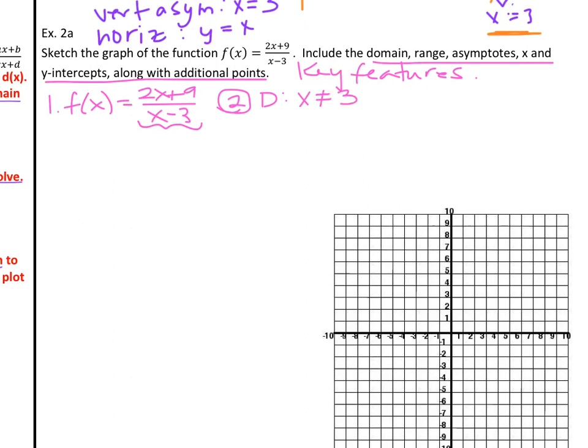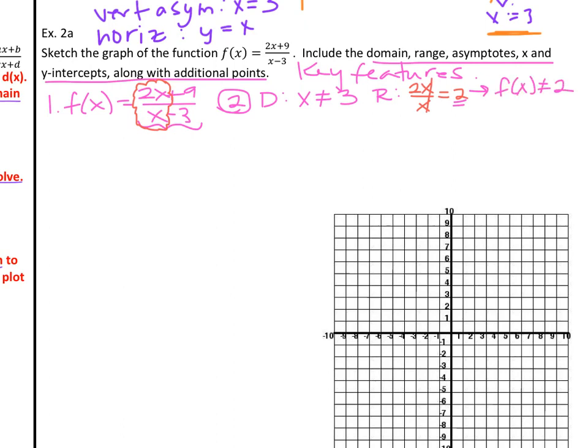Our range is a little unique. If you recall from 4.1, day 1, when you have a polynomial in the numerator and denominator, the range comes from taking the lead term on the top, or the term with the biggest exponent, divided by the lead term on the bottom. So we have 2x over 1x. If we simplify this, the x's actually cancel out to equal 2. And what that number indicates is that f of x can't equal 2.